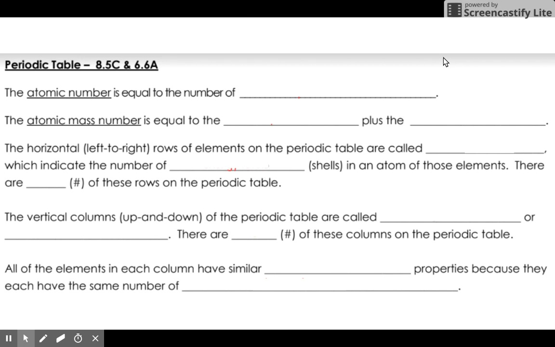We are heading towards periodic table 8.5C and 6.6A. This TEK is letting us know how to interpret the periodic table. So, do you know how to read the periodic table? Here are some of the things that you need to know. Go ahead and work with your group and try to answer these questions on your own. Pause the video now.